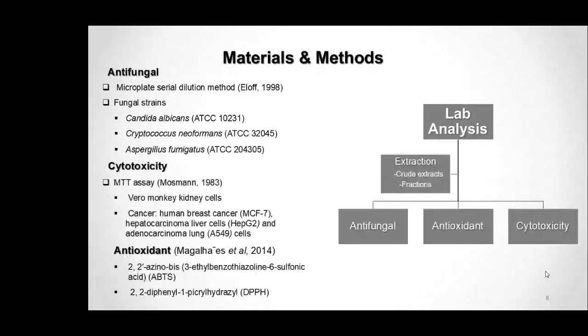To determine our antifungal activity, microplate serial dilution was used, and 3 fungal strains, including Candida albicans, Cryptococcus neoformans, and Aspergillus fumigatus were used. In terms of our cytotoxicity, the MTT assay was used, and the extracts were tested against Vero monkey kidney cells, breast cancer cells, hepatocarcinoma liver cells, and adenocarcinoma lung cells. For our antioxidant activity, we used the DPPH and ABTS assays. We can move on.